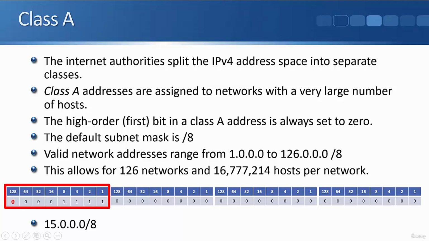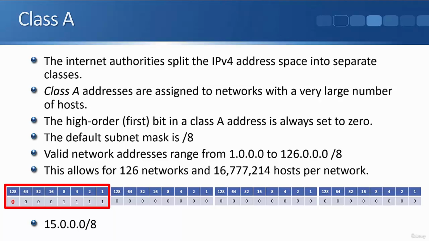With Class A addresses, the default subnet mask is a /8, so 255.0.0.0, and valid network addresses range from 1.0.0.0 to 126.0.0.0/8. So that's the network address. The actual host address ranges from 1.0.0.1 to 126.255.255.254. So 1 to 126, that allows for 126 networks.